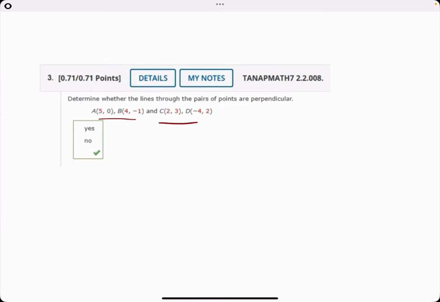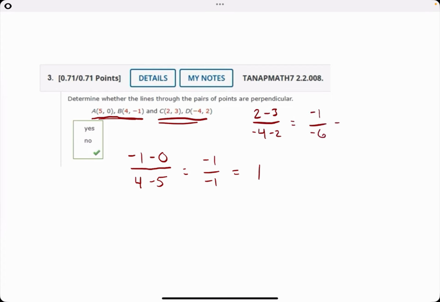Let's see what it looks like. So between A and B, y2 minus y1 would be -1 minus 0 over x2 minus x1, so 4 minus 5. That'd be -1 over -1, which is +1. Now, let's try C and D. We do 2 minus 3. We do -4 minus 2. And we get -1 over -6, or 1/6.